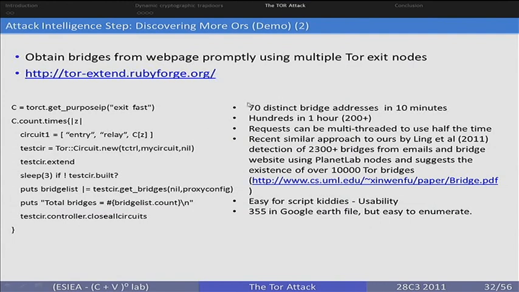We're able to obtain about 70 distinct addresses in 10 minutes, and over 200 in just 1 hour. Our goal was not to get all the bridges, we just tried, and you actually obtain over 200 bridges within that time using this short script. So I can give a demo of how this is being done.